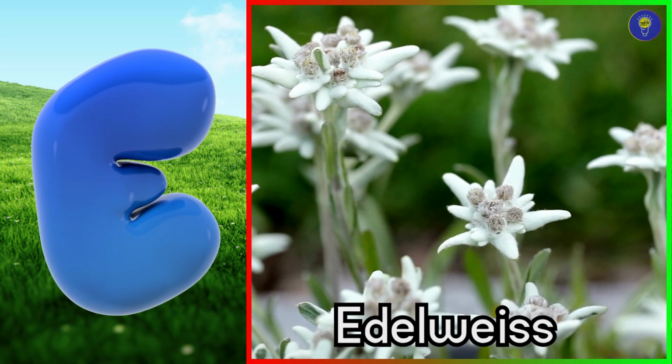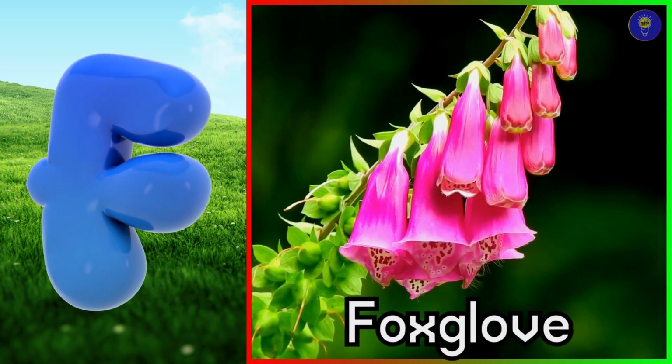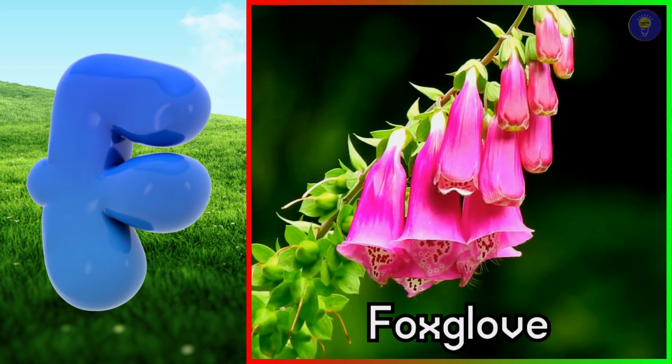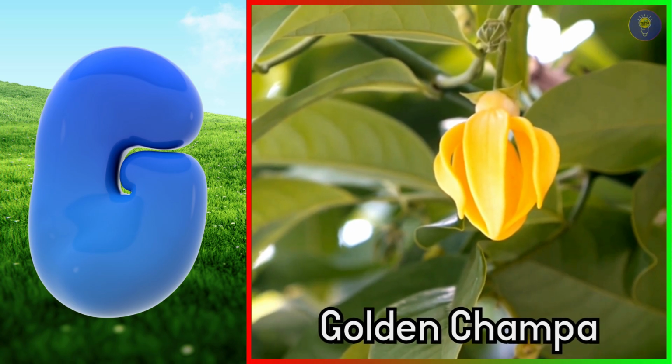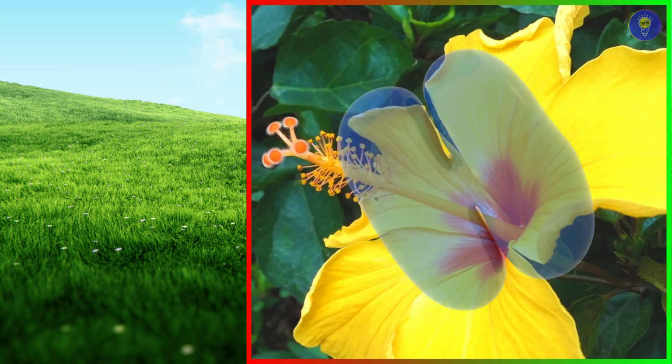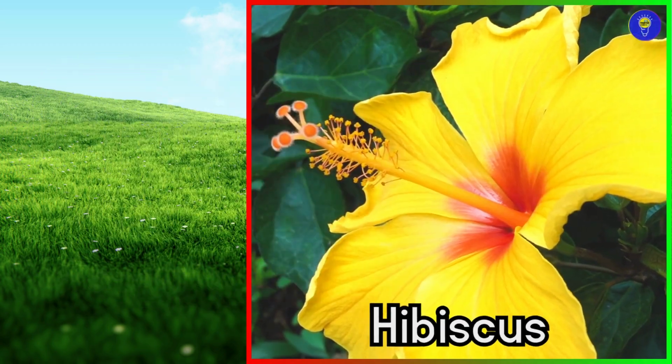E is for edelweiss flower. F is for foxglove flower. G is for golden compa flower. H is for hibiscus flower.